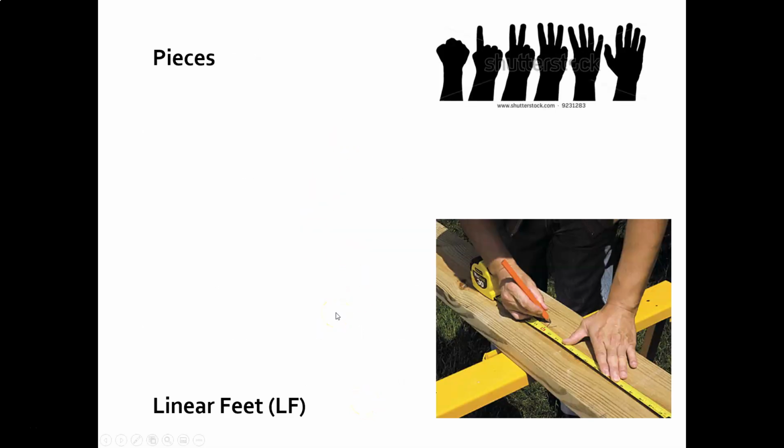And some examples of them. So counting pieces, that's the top. This is two different ones. Linear feet is the second one. So counting pieces, an example of that would be windows. We count them: 1, 2, 3, 4, 5.